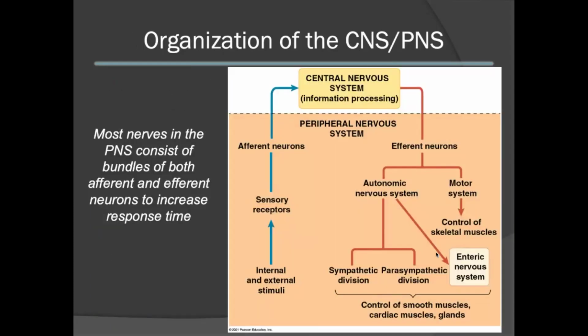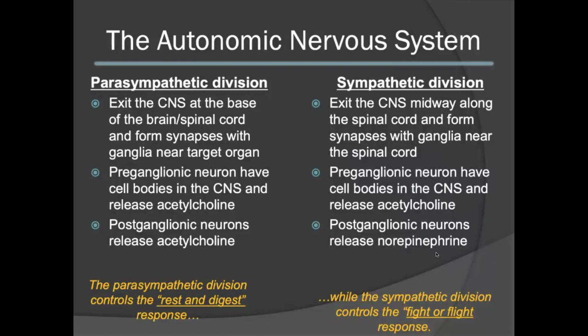This diagram represents the organization and integration of information between the CNS, central nervous system, and peripheral nervous system. Note that internal and external stimuli will be detected by sensory receptors. Afferent neurons will then bring this information to the central nervous system for processing. Once the information is processed, efferent neurons will carry this information to either the motor system or the autonomic nervous system.